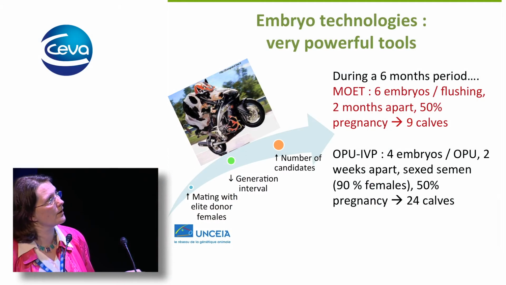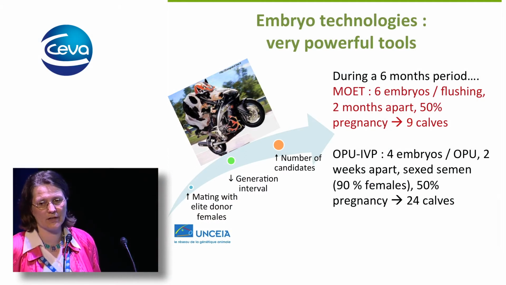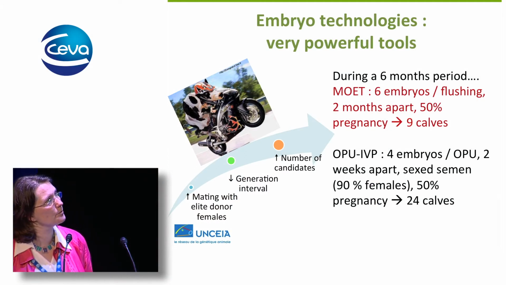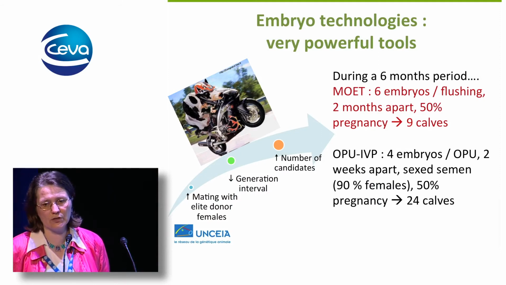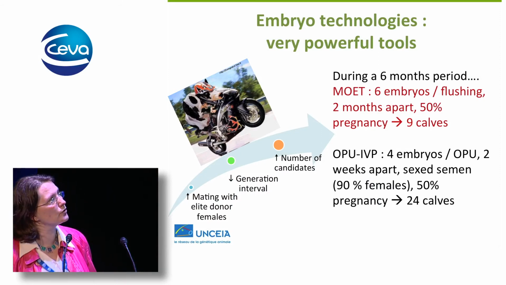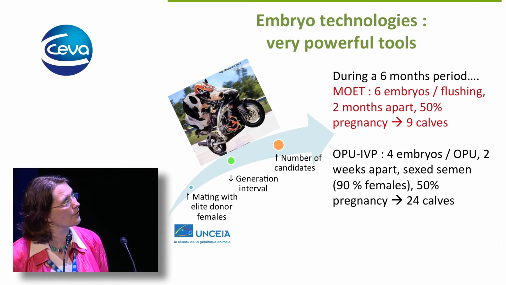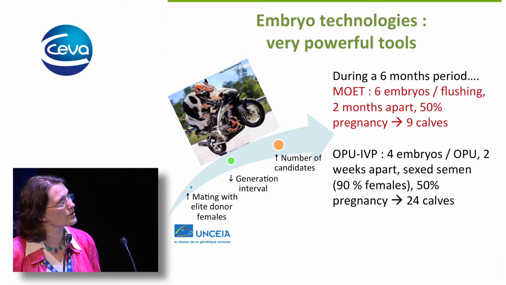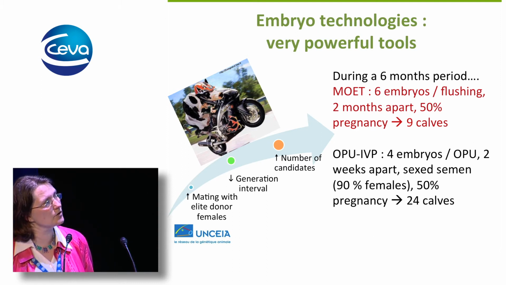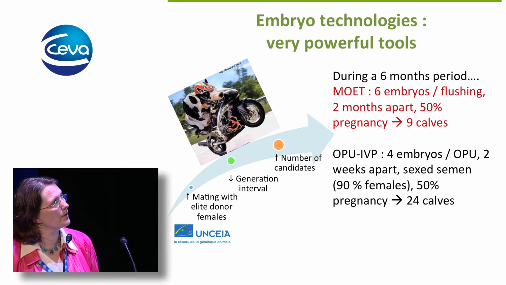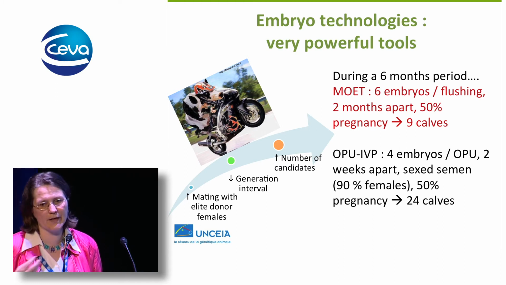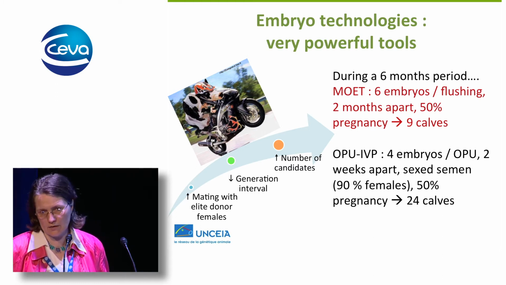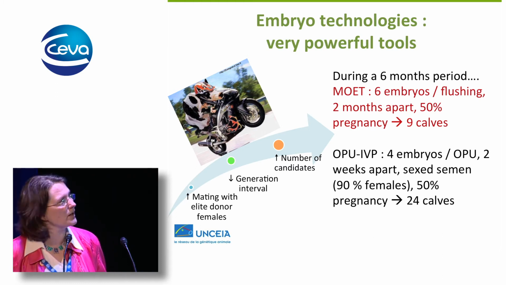If you use superovulation and embryo transfer during a 6-month period, you will be able to do 3 flushings. You will be able to get, on average, 6 embryos per flush. So if you have 50% of pregnancy, at the end of the 6 months, you will be able to conceive 9 calves instead of 1, compared with a normal insemination.